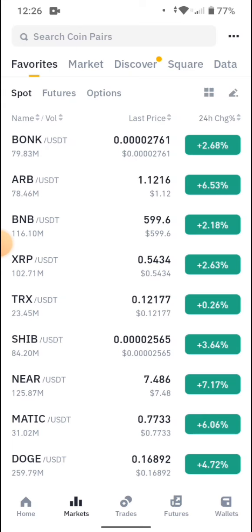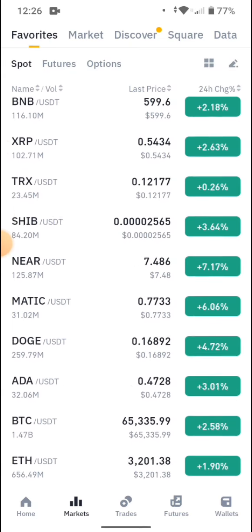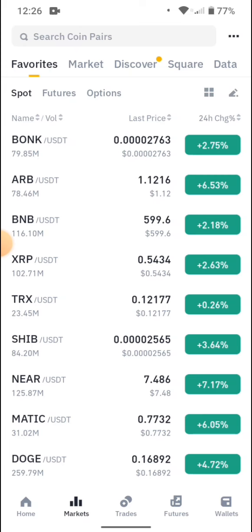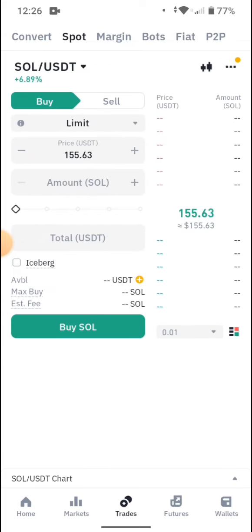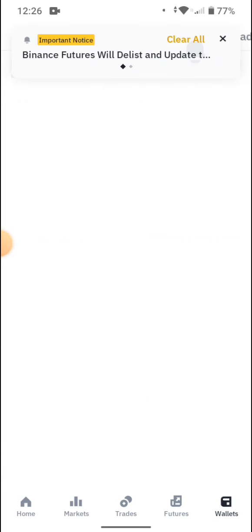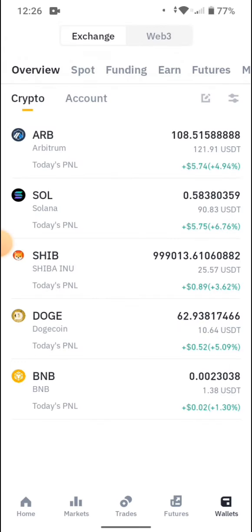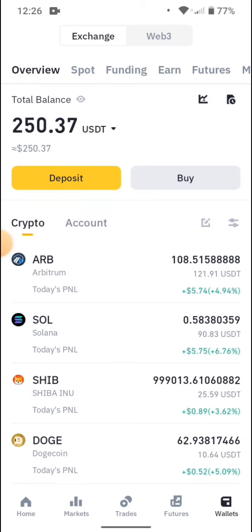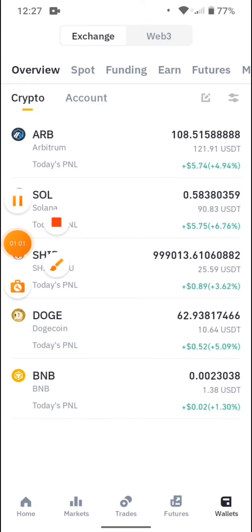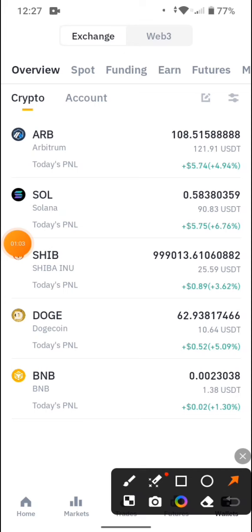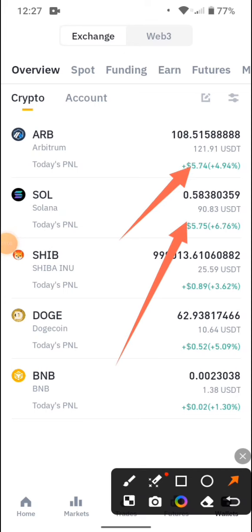So this is the Binance exchange, the biggest platform. What you want to do first is come to the bottom. You are seeing we have home, markets, trades, futures, and wallets. Firstly, I need to show you that this strategy works. You are seeing here plus 5 USDT, plus $5, plus $5. You might be asking, how am I able to generate this? As you are seeing here, this is plus 5, plus 5.